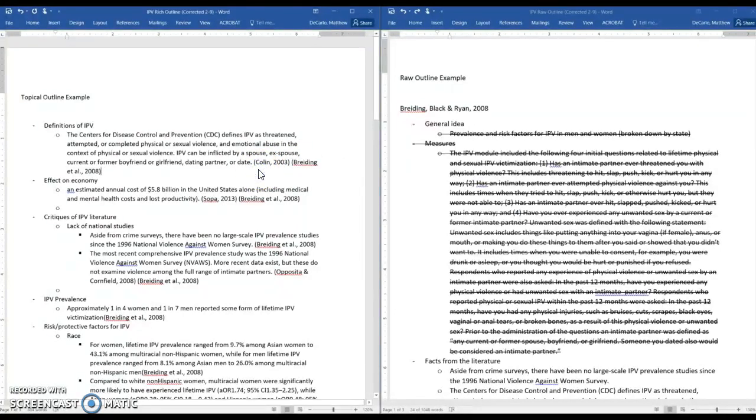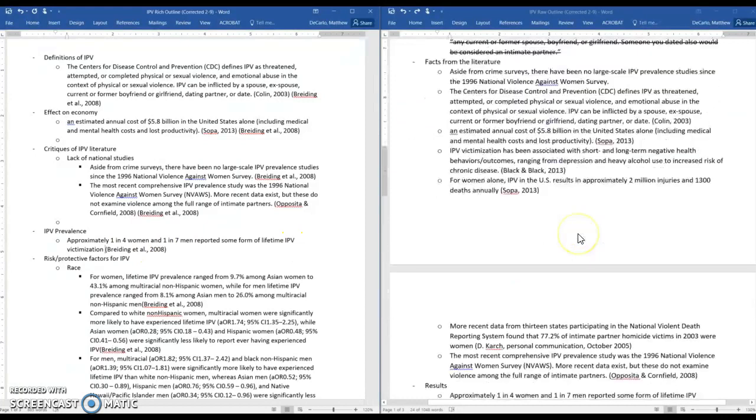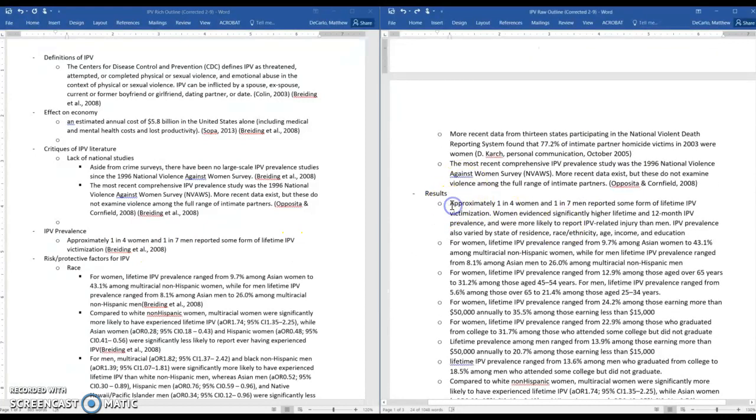So inside of my topical outline, I actually list both. So I know where that information came from. Now, the prevalence statistics were actually a part of the results section. So the original source of this information is the Brighting article. So if I scroll down on my raw outline here, I see that right here.